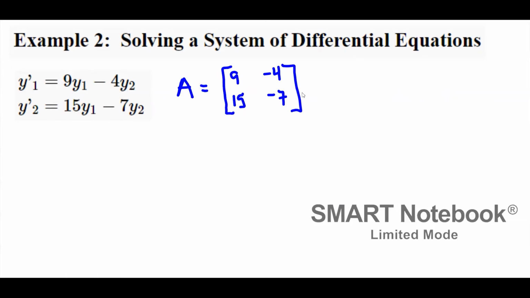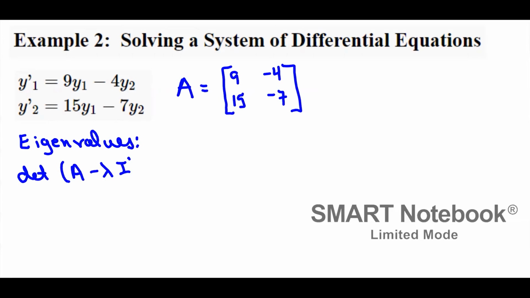And then I'm going to say, well, what are the eigenvalues? Now we know that it's 3 and -1, but what if we didn't know? We're going to work it out. So we need to find the determinant of A minus lambda I, where I is that identity matrix, right?